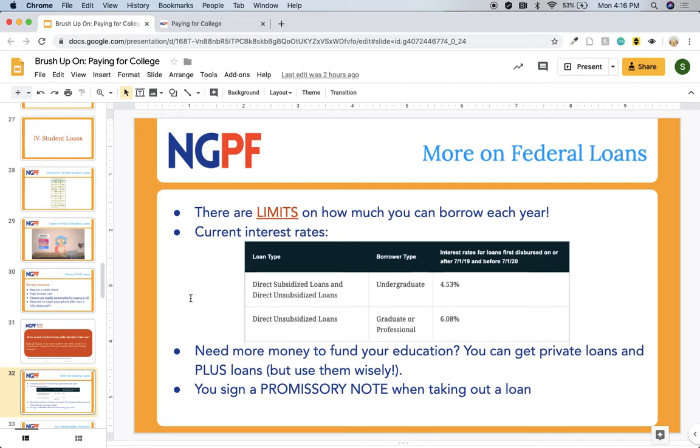So, because of those limits, students may or may not meet the total amount that they need to cover their cost of attendance. They might have gotten grants and scholarships and federal student loans, but they may still need more money to fund their education. So this is where you can then look to private loans and plus loans, but of course you want to make sure that you use them wisely. Another thing to keep in mind is that anytime you take out a loan to cover your cost of attendance, you're going to sign a promissory note, which basically says, I agree to pay off this loan within the terms of the loan.